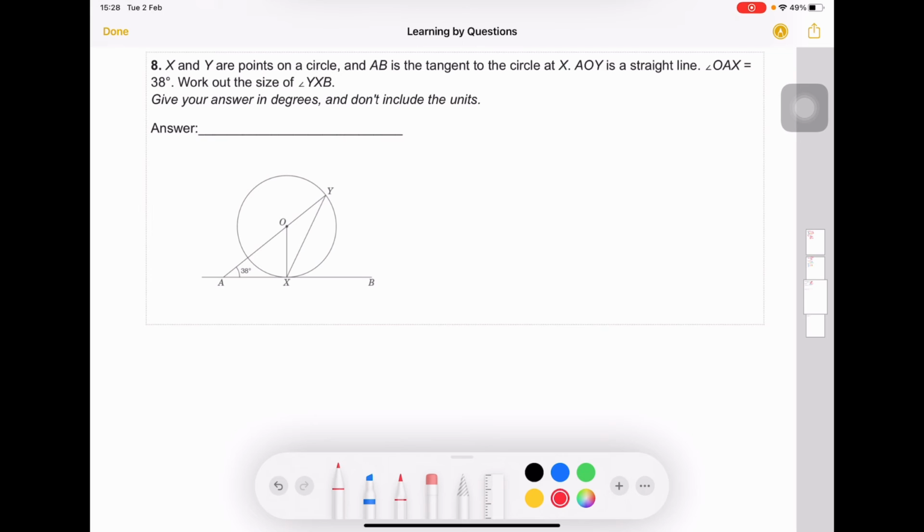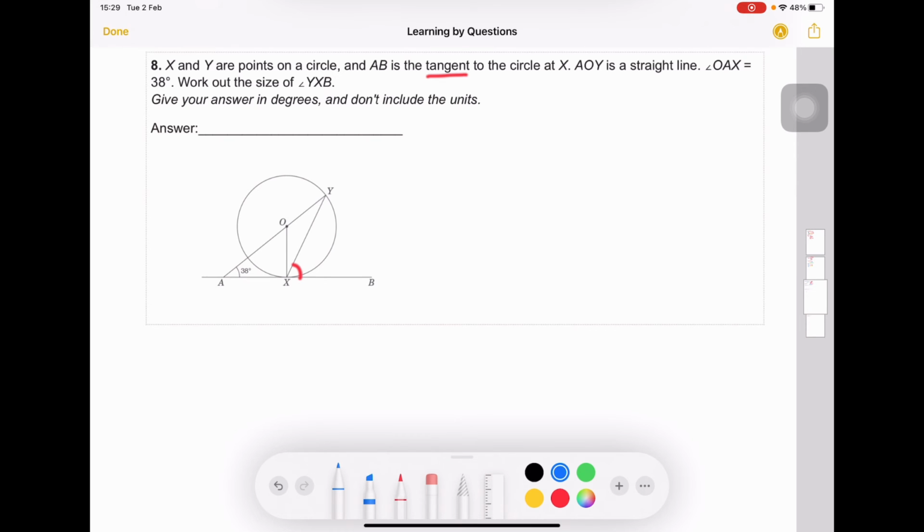Question 8. X and Y are points on a circle and AB is the tangent to the circle at X. So AB is a line which touches the circle at one point. AOY is a straight line. Angle OAX is 38 degrees. It says so on the diagram as well. Work out the size of angle YXB. So YXB is here. So we need to work out this angle.